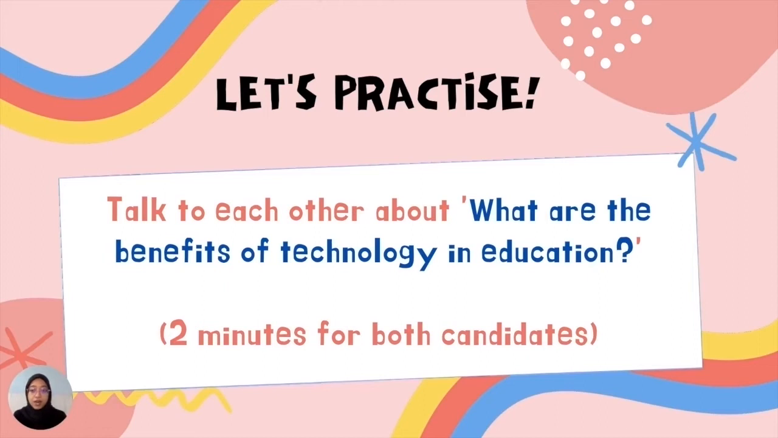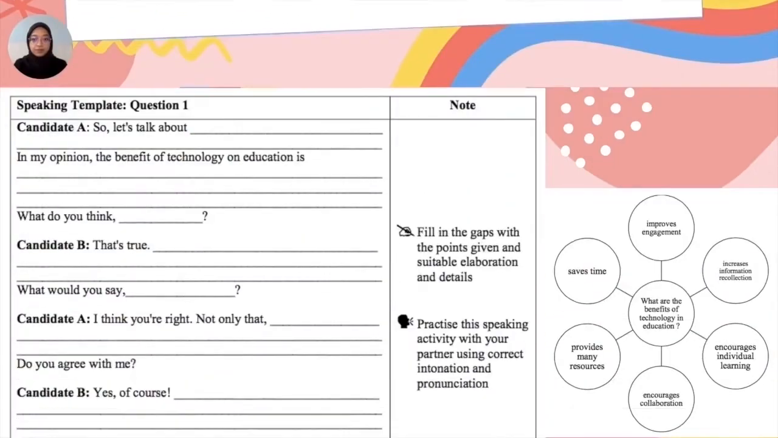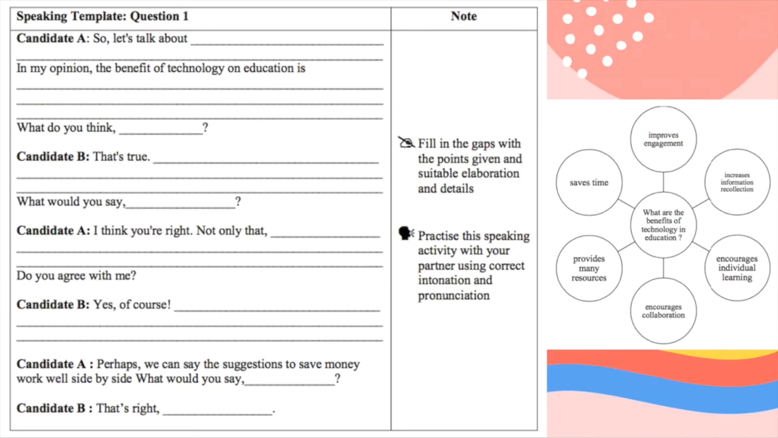Now, I will share with you how to conduct the discussion. The topic that we are going to talk about is, what are the benefits of technology in education? Have a look at the speaking template. Candidate A will start by introducing the topic of discussion. For example, you may begin with, so let's talk about the benefits of technology in education.